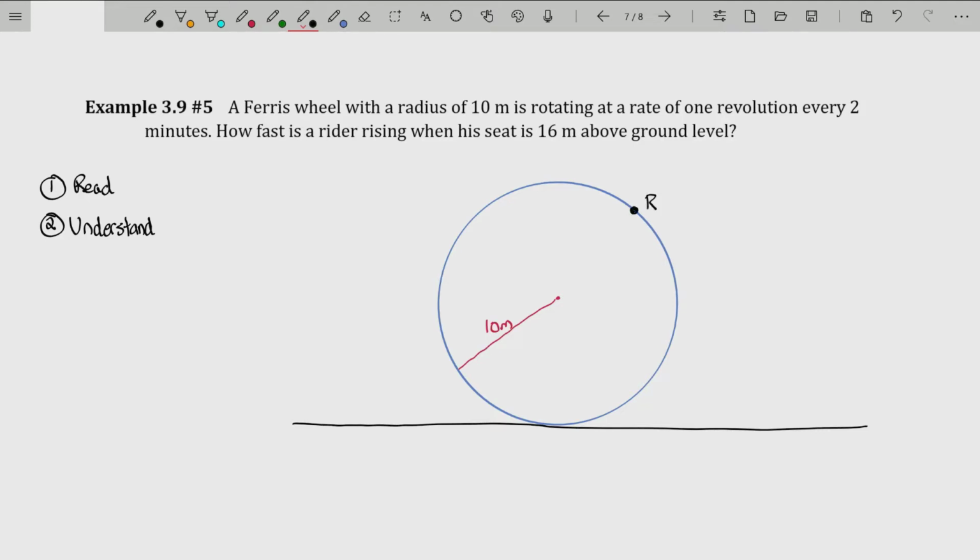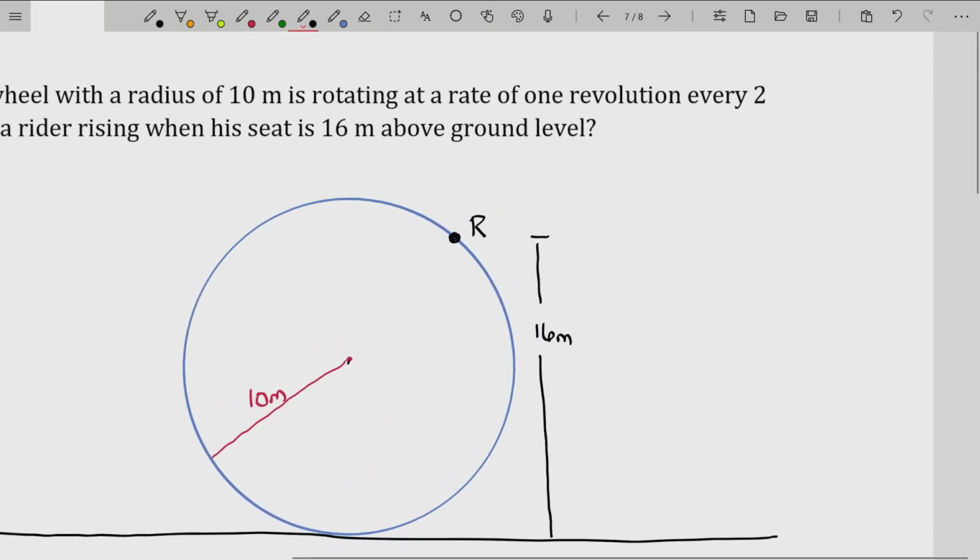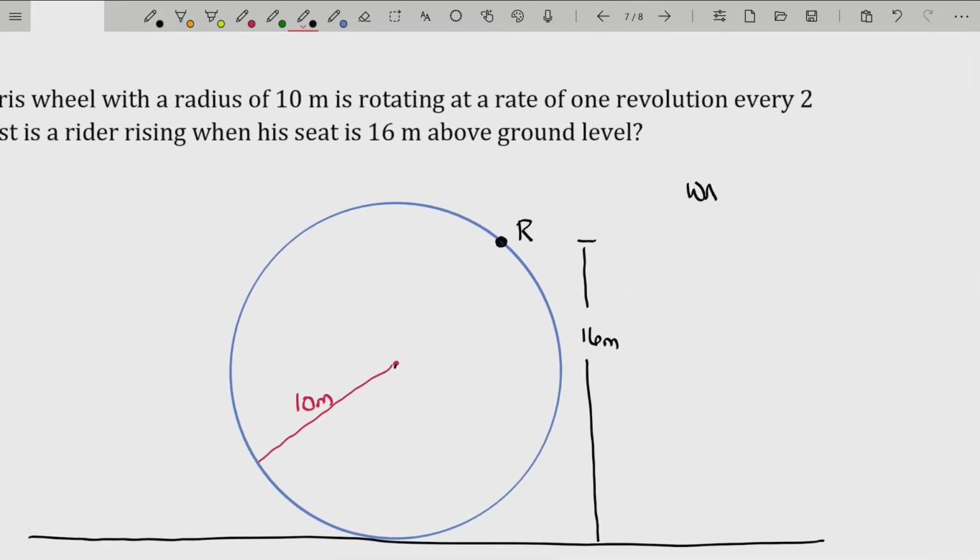How's that? Okay, so we want to know how fast is that rider rising when his seat is 16 meters above the ground. So I'm going to just make a little note here that in the end we want that to be 16 meters. I get the idea. So now that we have that done, we'll go ahead and label the knowns and the unknowns. And basically, it's much easier to label what we want here, I think. So let's take a look.